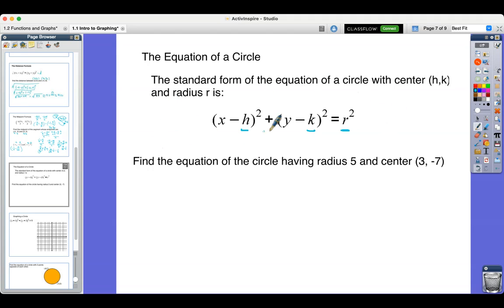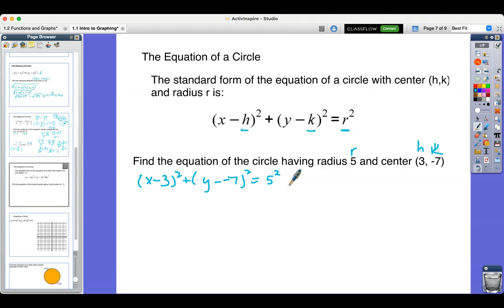Now, if you're given just this information, so hey, find the equation of a circle that has a radius 5 and a center 3, negative 4. All we're doing, just like the last two, is substituting. This is our h, this is our k, and this is our r. We're going to substitute those points right there. So we'll have x minus 3 quantity squared plus y minus, and it's minus a negative 4, so y minus a negative 4 quantity squared equals 5 squared.